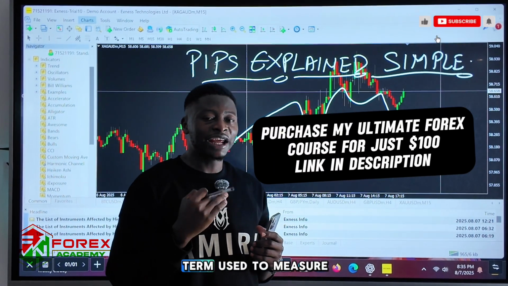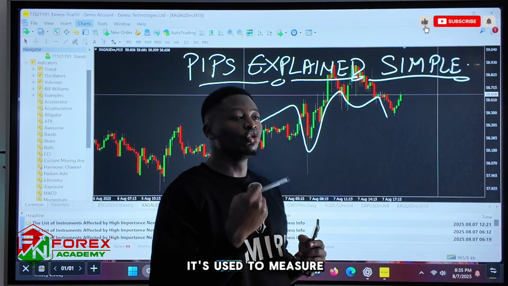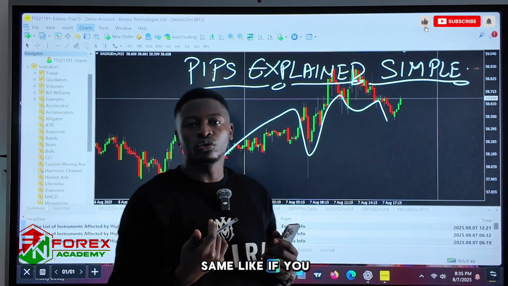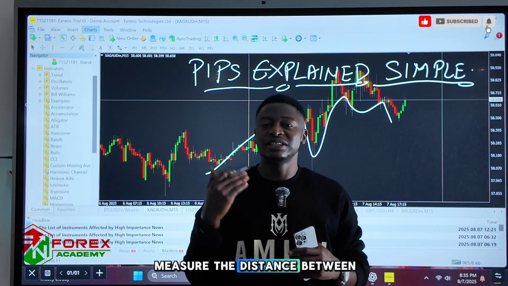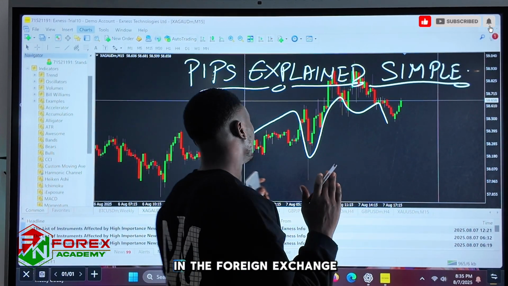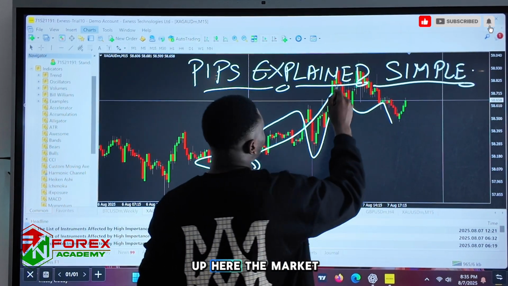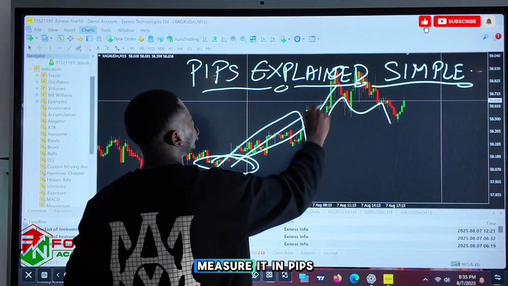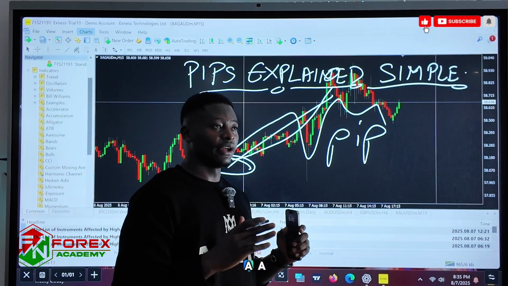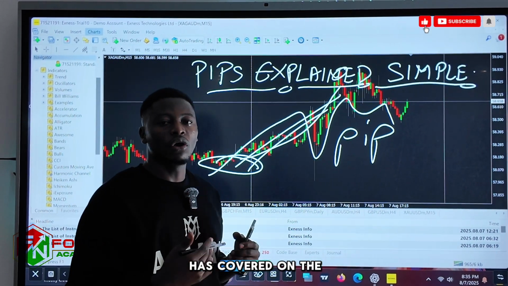Pips is a simple term used to measure the distance the market has moved, right? It's used to measure the distance the candlesticks have covered on our chart. Same like you would want to maybe measure the distance between location A to location B, you measure in kilometers. It's the same as in the foreign exchange market. If you want to measure the distance from here to up here, the market has moved up to this level, we are going to measure it in pips. You get it? So pips is simply referred to the distance the market has covered on the chart.